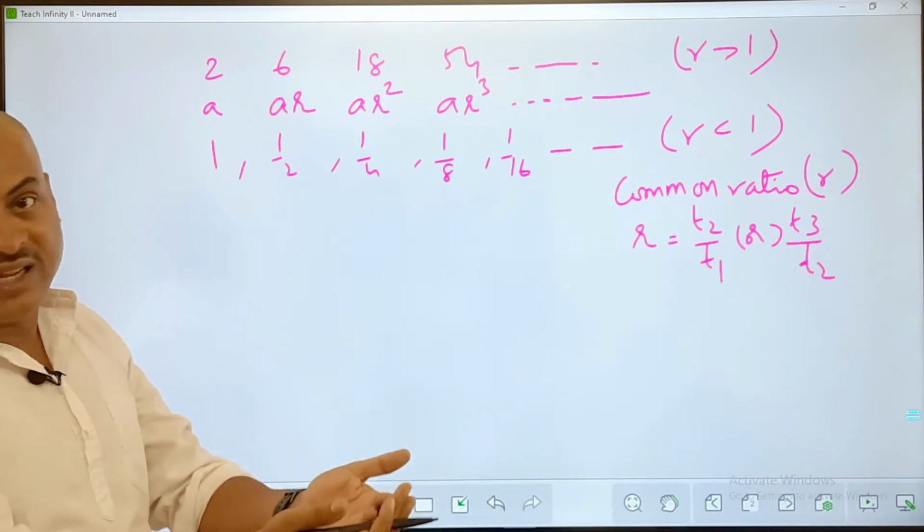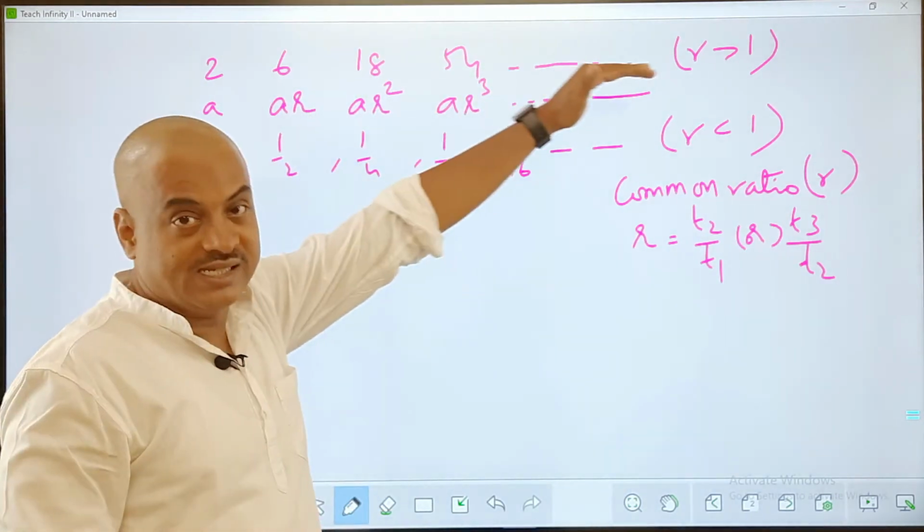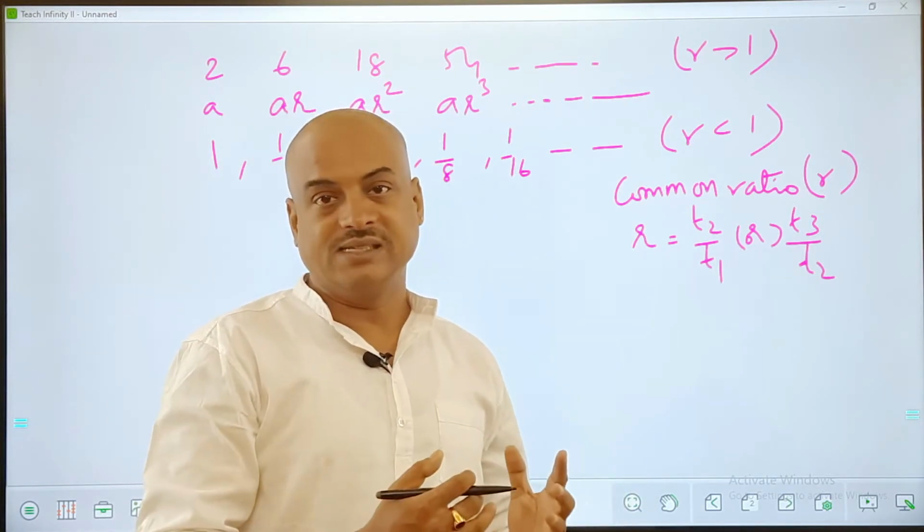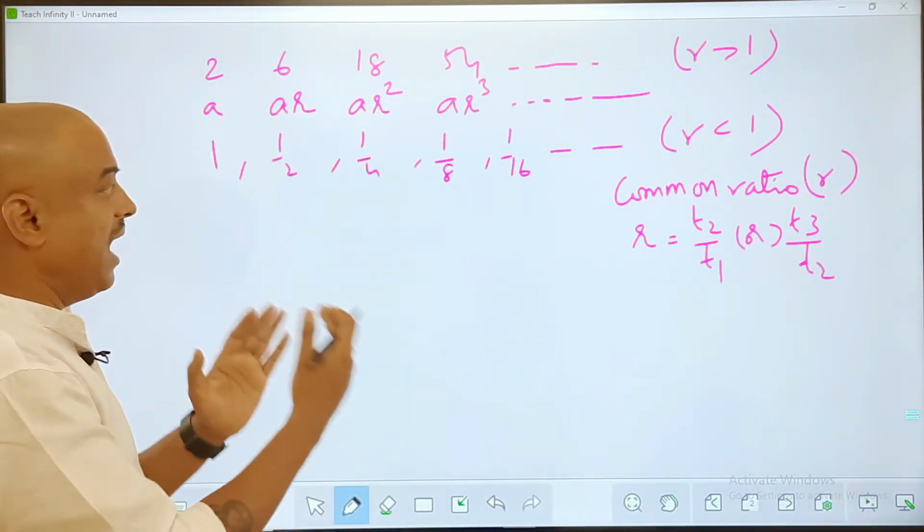If R is greater than 1, I'll get an increasing series. If R is less than 1, I'll get a decreasing series in this case. So we need to know the R value first.